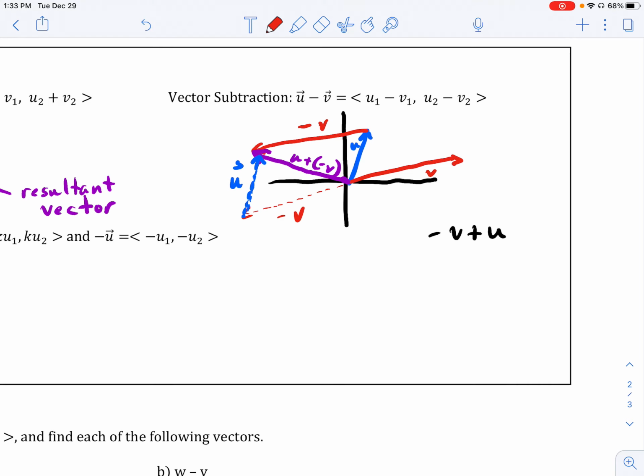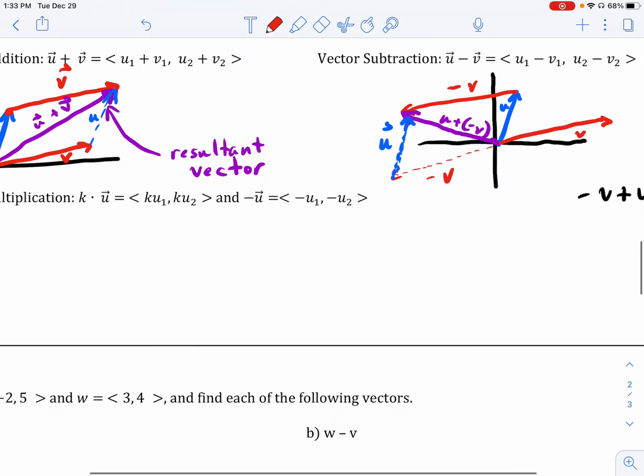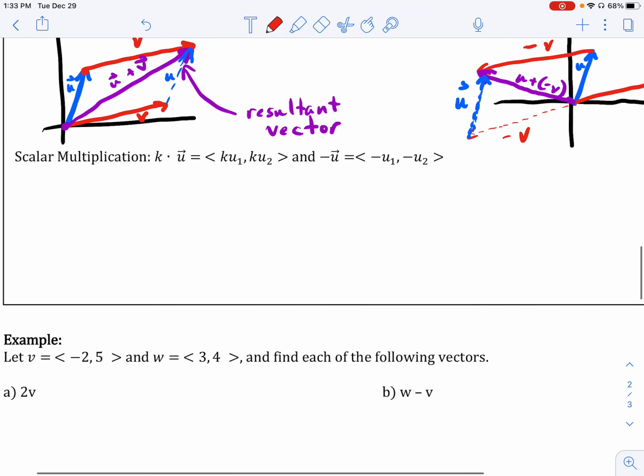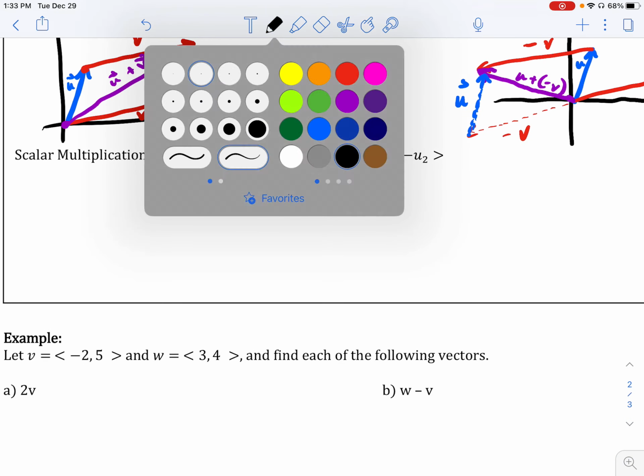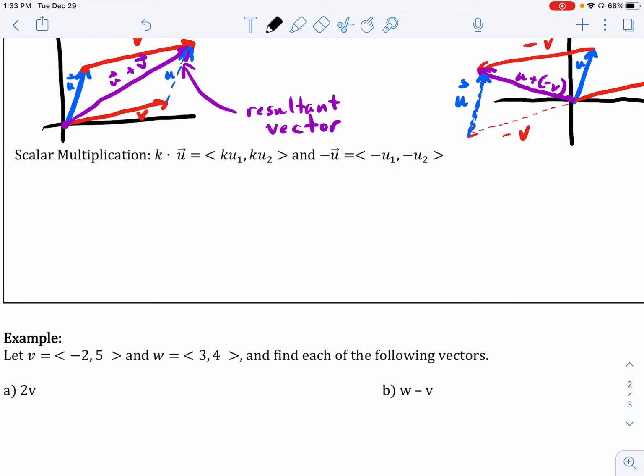That would be negative v plus u there. And either one works to give you the same resultant vector. So there's vector subtraction. The final vector operation that I want to go over before I try a different practice problem with actual numbers is to do scalar multiplication.